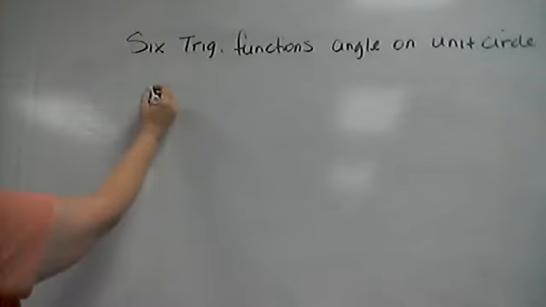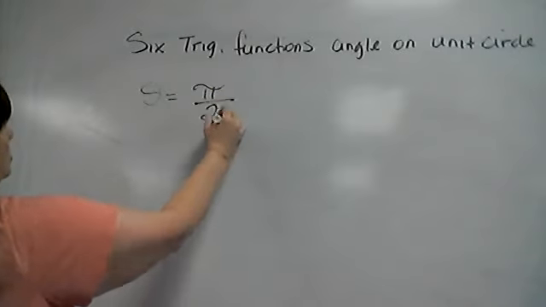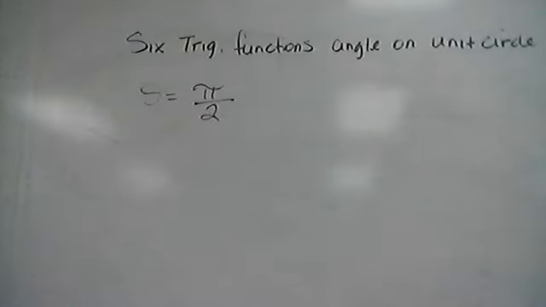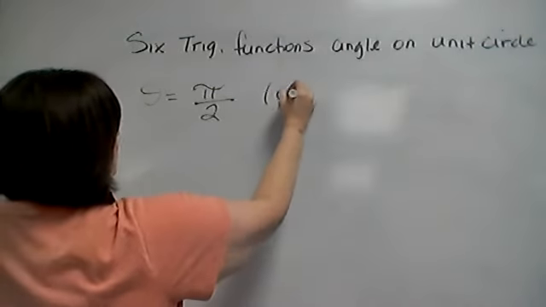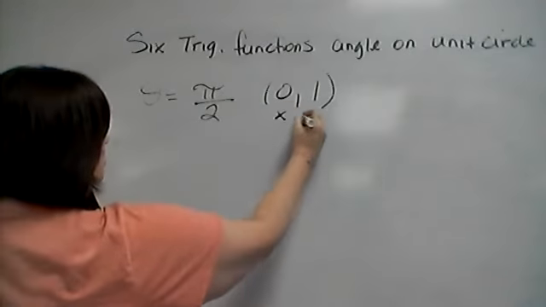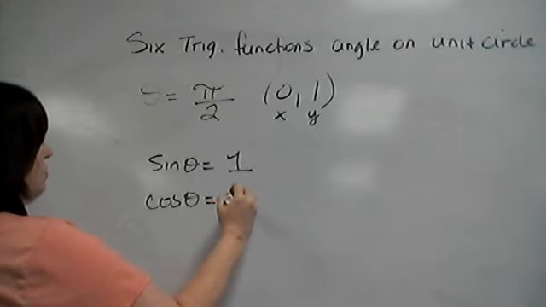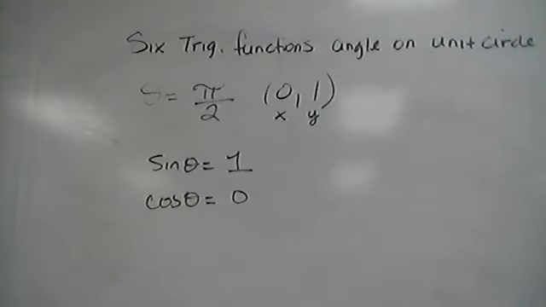So if I say theta is pi over 2, the first thing we have to do is figure out what is my ordered pair that coincides with pi over 2. Pi over 2 is the top of my unit circle, so it is the ordered pair (0, 1). Remember, the first is the x-coordinate, the second number is the y-coordinate. So the sine of theta is going to be the y-coordinate, which is 1. The cosine of theta is going to be the x-coordinate, which is 0.